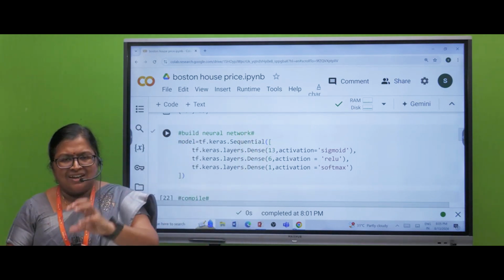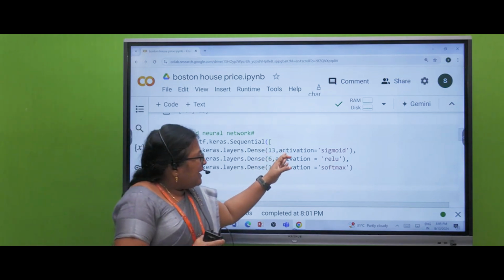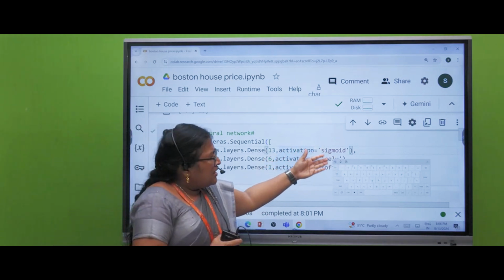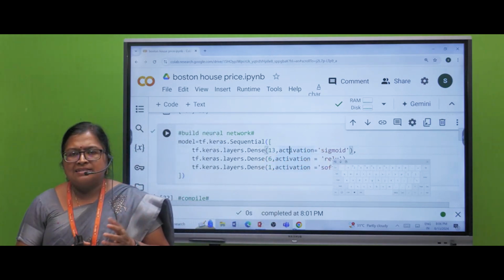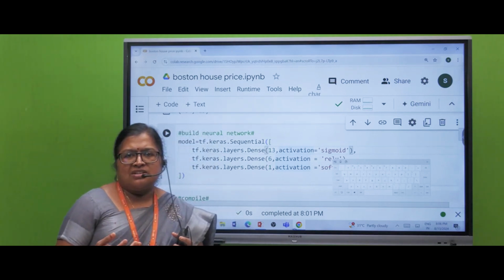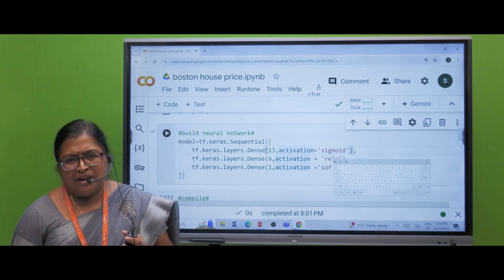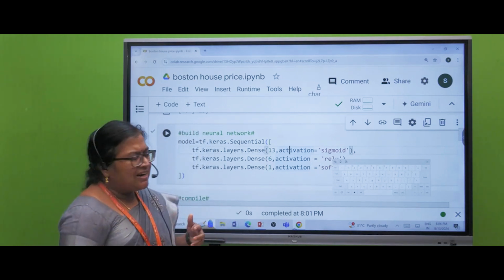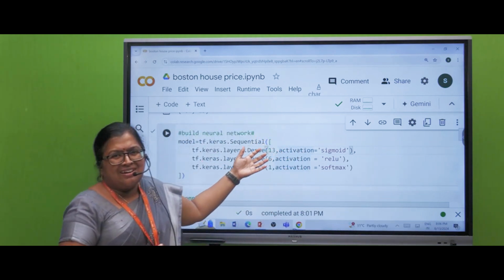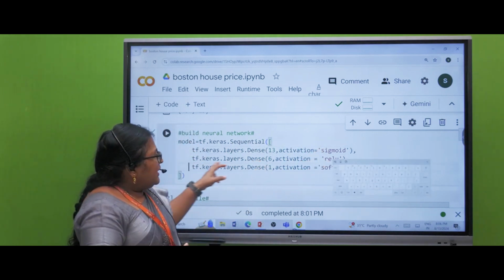So I am using 13 nodes in my first input layer, and my activation function for my input layer I am using sigmoid. Here this thing is your wish. Normally for the hidden layers, I have told you, in general the activation function is ReLU, and for the output layer the activation function is softmax in general. You can change that also depending on your application. So here it's just a linear regression problem. So I have used sigmoid here.